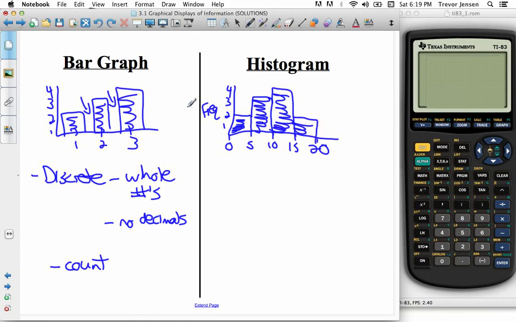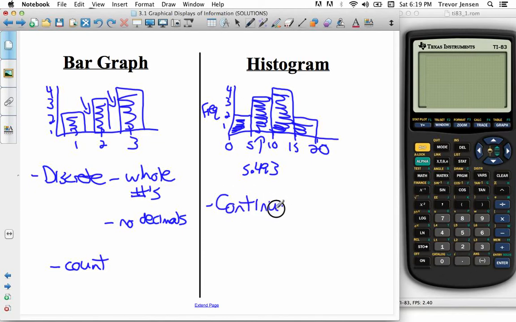There are no spaces between the bars. Why are there no spaces? Well, because there could be data anywhere. I could have a data value of 5.493. That's fine. That piece of data would go into this interval. Okay? So the type of variables we use histograms to display the data of are continuous variables.